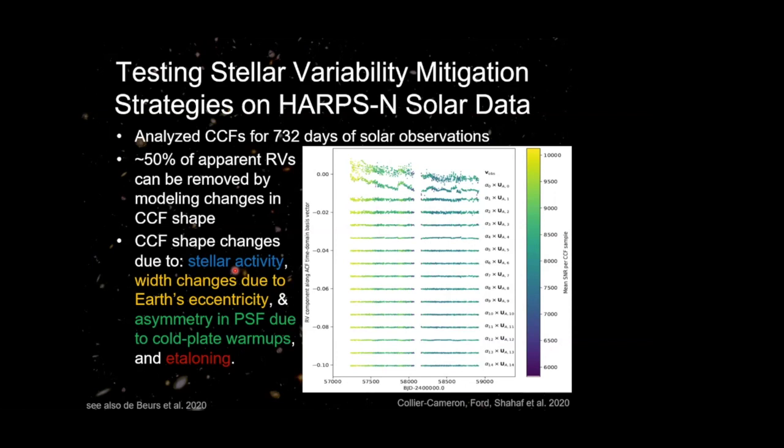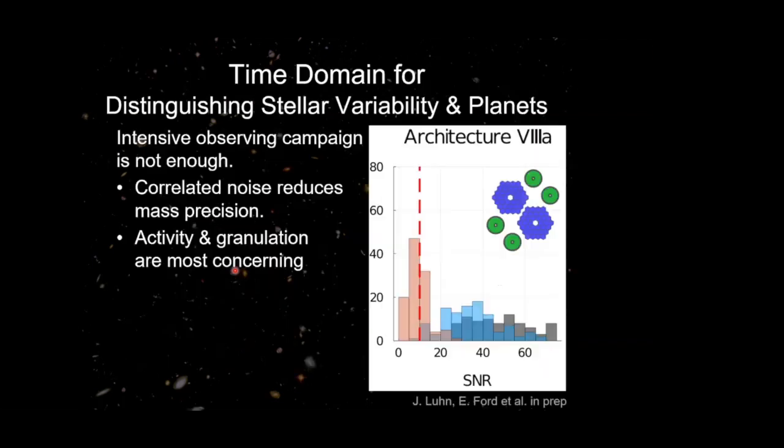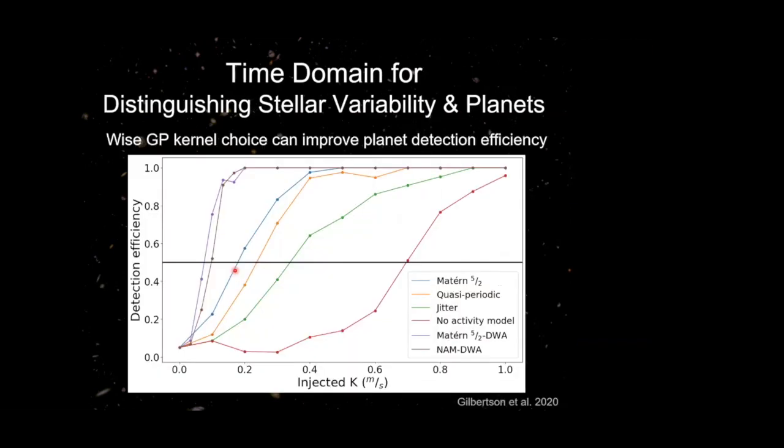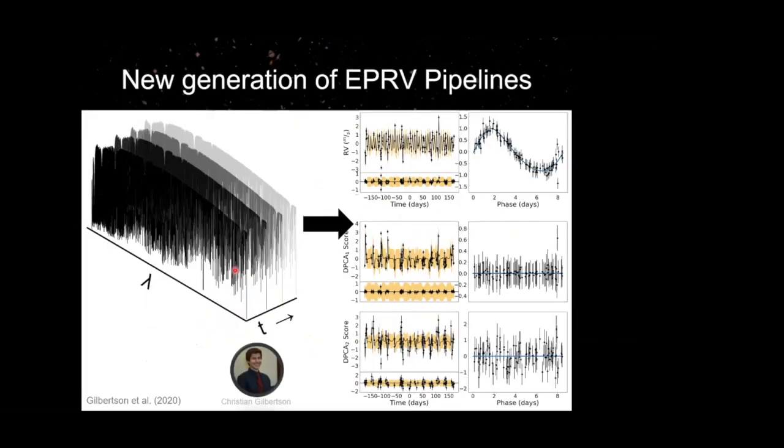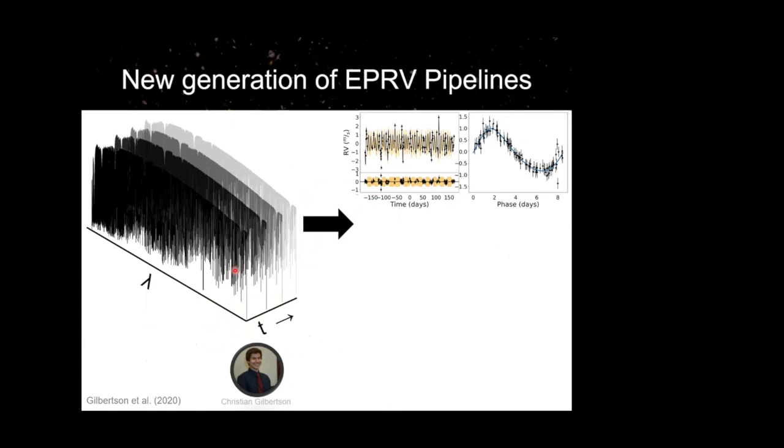Actually, Eric, this is from a little bit earlier in your presentation. Sure. My understanding is that the current limits on RV precision are about 30 centimeters per second, and even that can't be maintained for very long. So maybe I missed this, but did you address that?